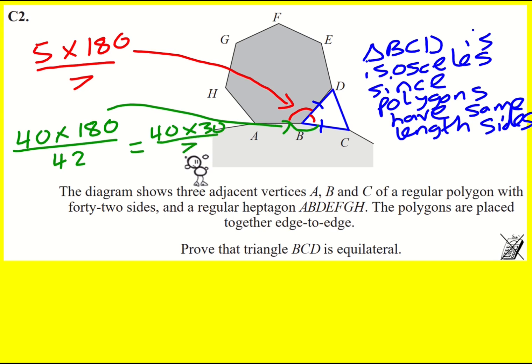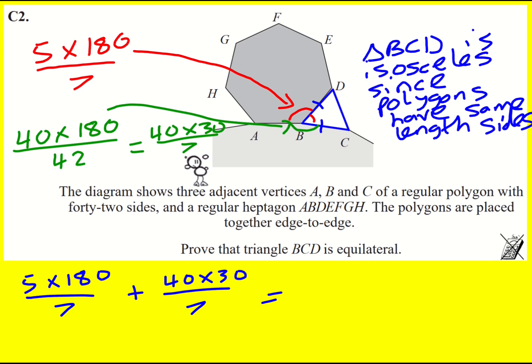And then I'm going to, should I add them together? Yeah, let's add them together because then we know in total this is going to be 360. So 5 times 180 over 7 plus 40 times 30 over 7.